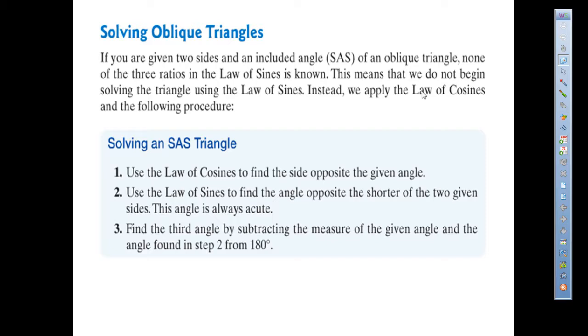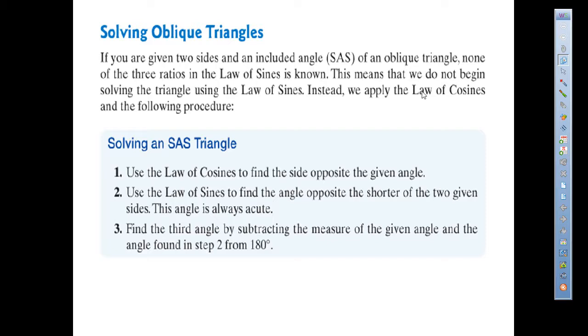Now, let me explain something, and hopefully you'll understand this. Remember, the shorter side is always going to be opposite the smaller angle. The three angles of a triangle add up to 180, which means that at most you can only have one obtuse angle in the triangle.